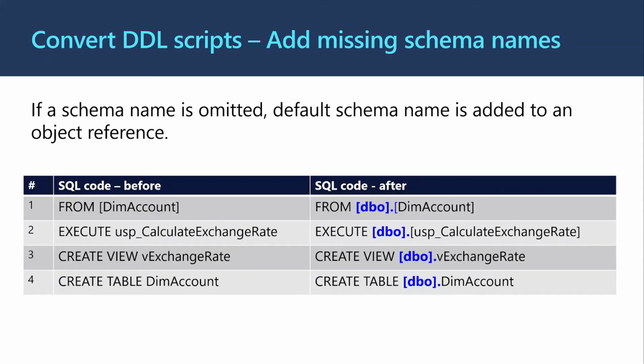So the first change is adding missing schema names. If a schema name is missing, the code behavior after the migration might be unexpected due to changed schema names. In other words, a default schema assumed before the migration may not exist after the migration. Hence, in such cases, the module adds the default schema name, which is specified in the configuration file.